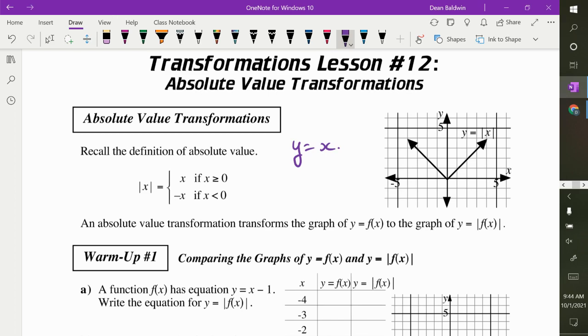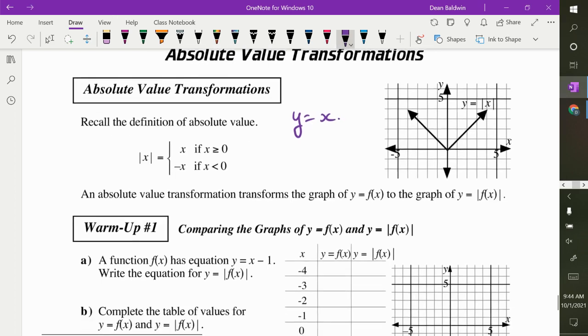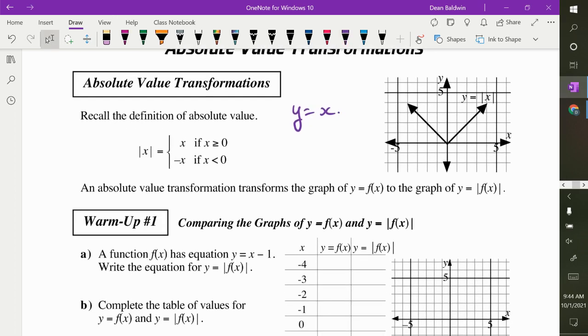What does the graph of y is equal to x look like? Anybody know? It's a straight line with a y-intercept of 0 and a slope of 1. That's what we reflected our inverses over, right? Now, that's y is equal to x.